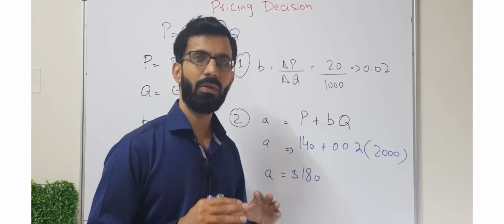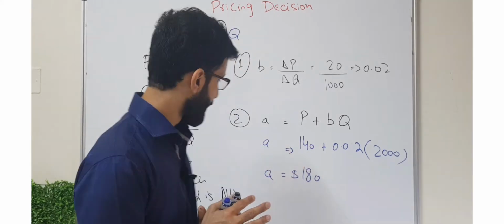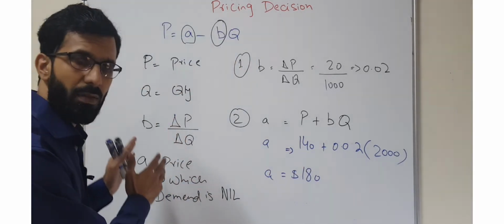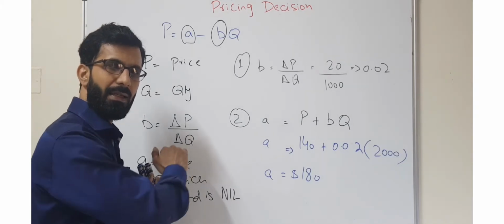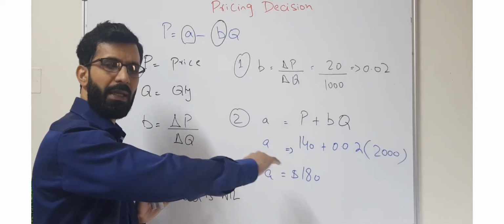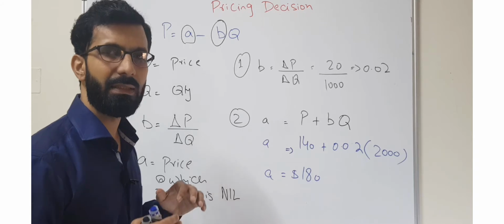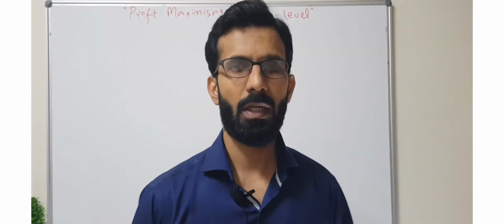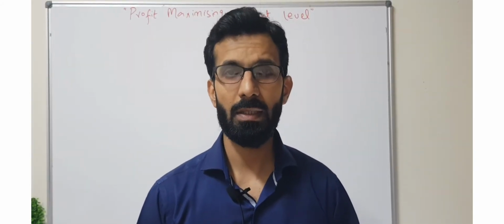So this is what we have at a selling price of $180, where our demand will be 0. The same thing we can present on the diagram, where we have price on the y-axis and demand or units on the x-axis. Okay, so now let's discuss the marginal revenue function.